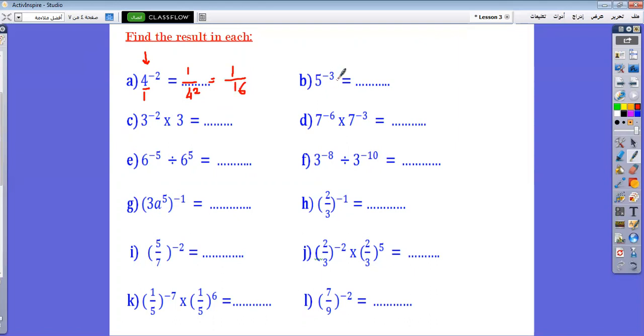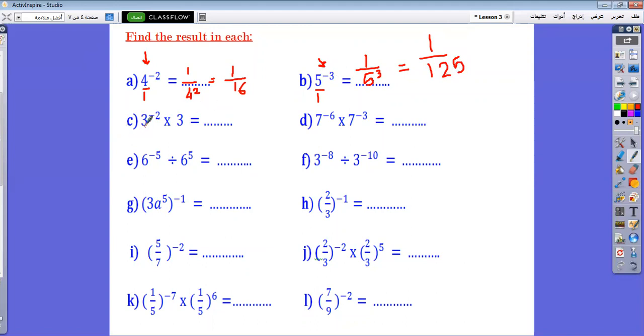Question B: 5 power negative 3. I want to make it a positive power, not a negative power. So instead of 5 power negative 3 over 1, it will be 1 over 5 power 3, to be positive. Let's get the answer: it will be 1 over 125.